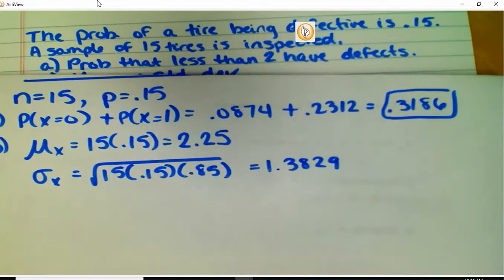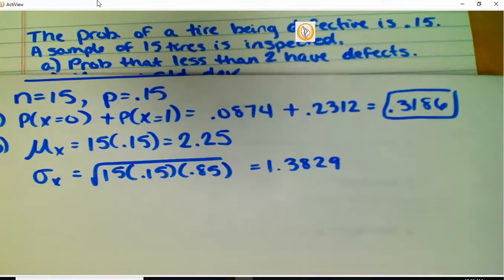If I said find the probability that more than 13 have defects, what would you do? If it's more than 13, what could it be? 14 or 15. So you would just add up those probabilities from your table. Okay, are we all right with that?